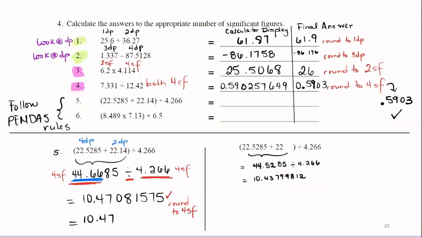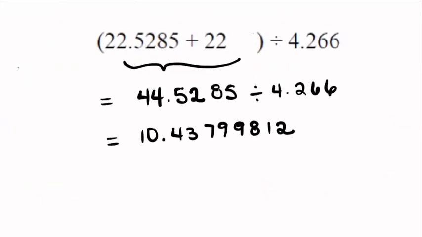Great. So when I look at these digits, how many decimal places do I have in the measurement 22.5285? How many decimal places? Great. This has four decimal places. What about in the digit 22? Excellent job. We have zero decimal places.